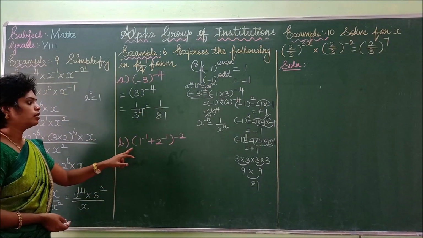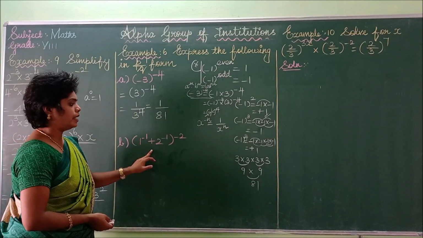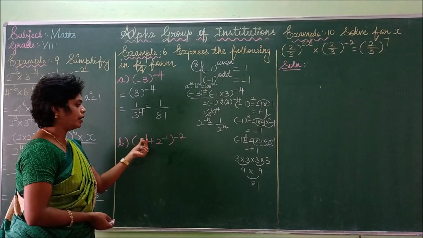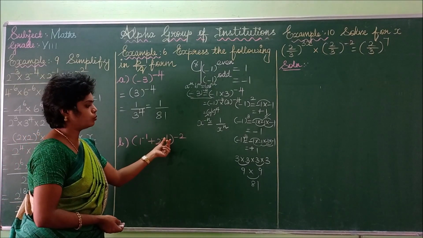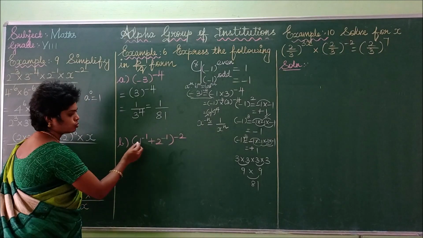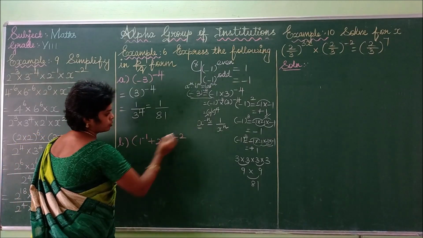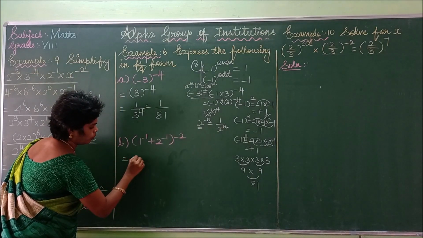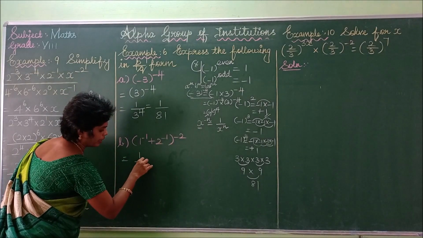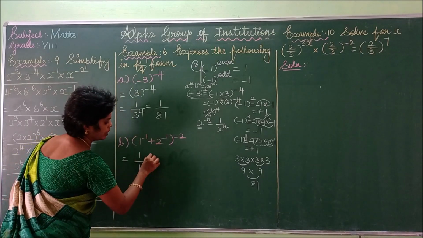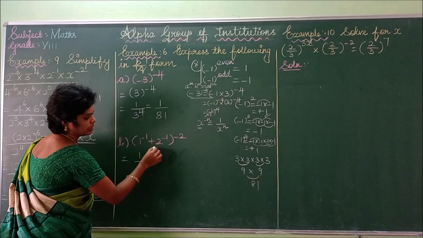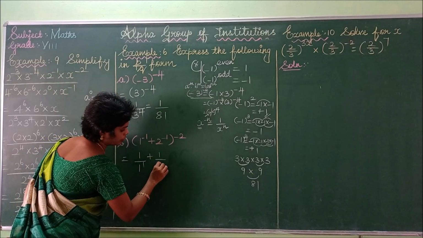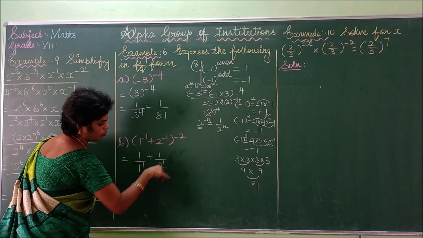So look here: (1 power -1 plus 2 power -1) whole power -2. This is in the form of x power -n, which means 1 divided by x power positive n. That is 1 divided by 1 power 1. In a similar way, 2 power -1 is 1 divided by 2 power 1.